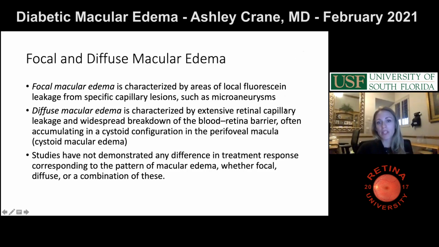such as microaneurysms. Diffuse macular edema is characterized by extensive retinal capillary leakage and widespread breakdown of the blood-retinal barrier, often accumulating in a cystoid configuration in the perifoveal macula. And studies don't really show any difference in the treatment response between the two types of macular edema.